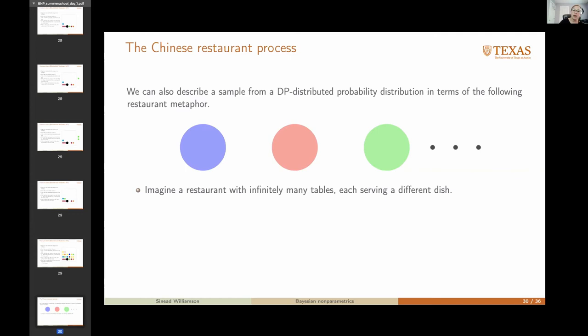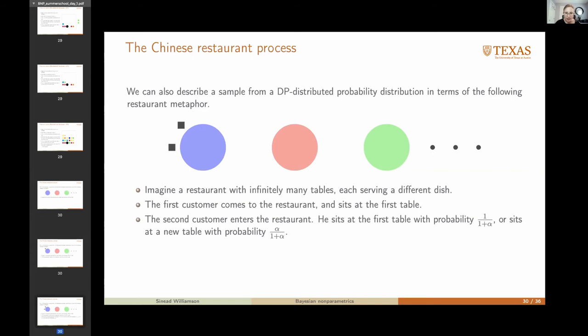So imagine we're in this scenario, a Chinese restaurant with infinitely many tables. The first customer is going to come in and sit at the first table. Without any loss of generality, we're calling it the first table because the first customer sat at it. The second customer is going to come in and choose where to sit based on how many people are sat at each table. He's going to choose the table with the first customer with probability proportional to the number of customers at that table, in this case one, or he's going to pick a new table with probability proportional to alpha.